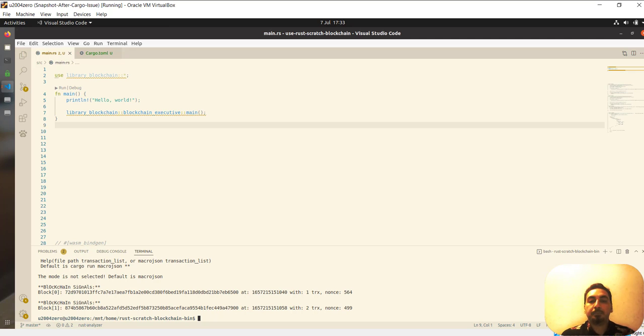And for example, if I run with the JSON file, I will have the result of three blocks. And you can mention your optional difficulty or Rust log environment variable before cargo run.